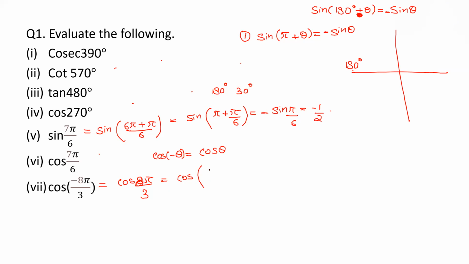So 6 pi plus 2 pi. Very good. 6 pi plus 2 pi by 3. Very good. Now please try to do that. Maybe you will face some issue over here.